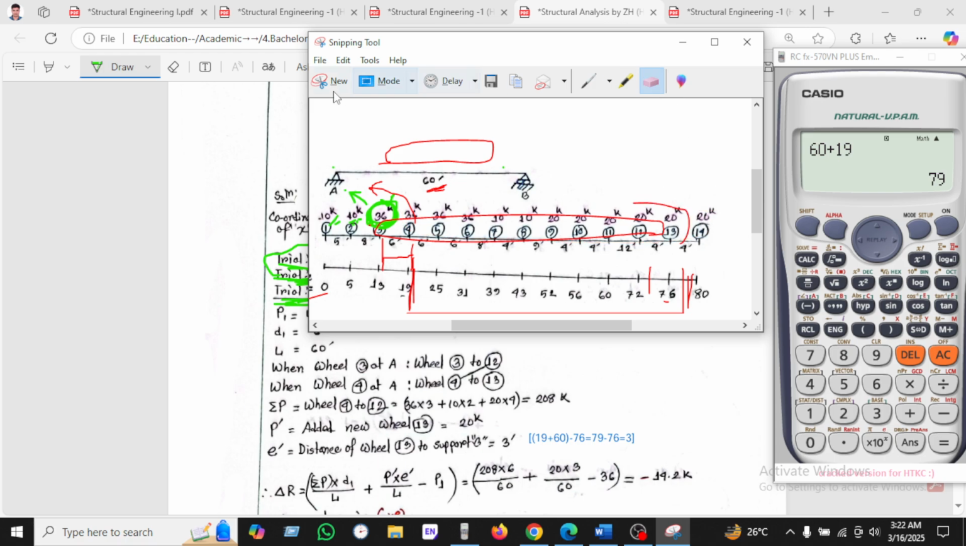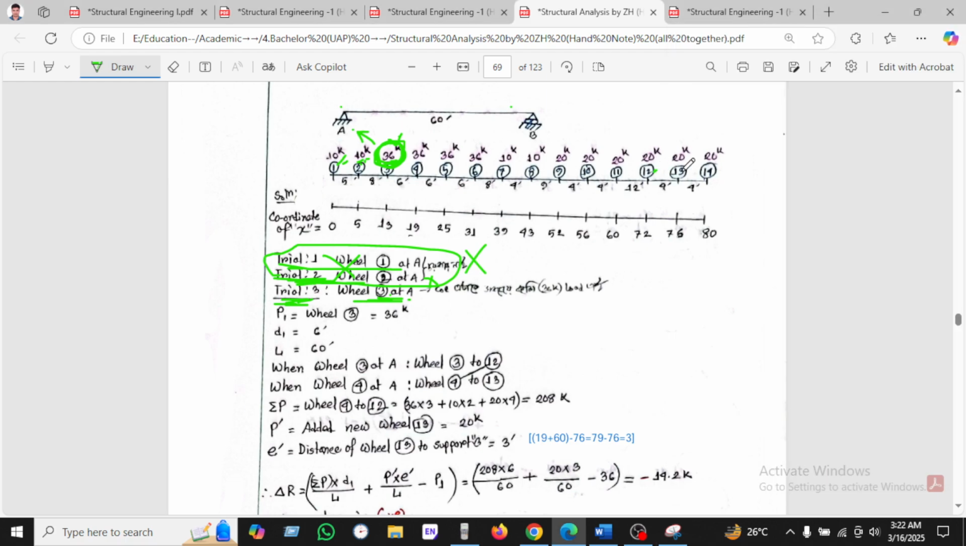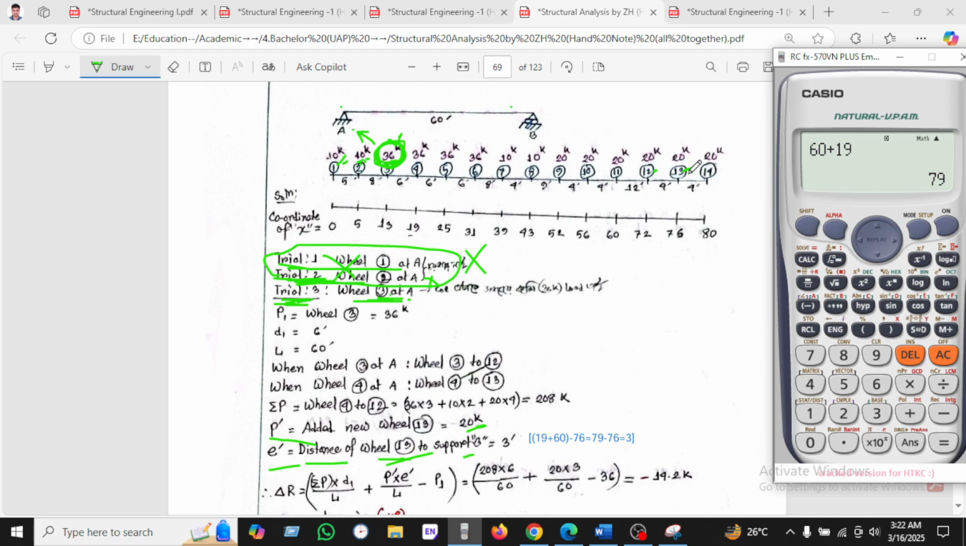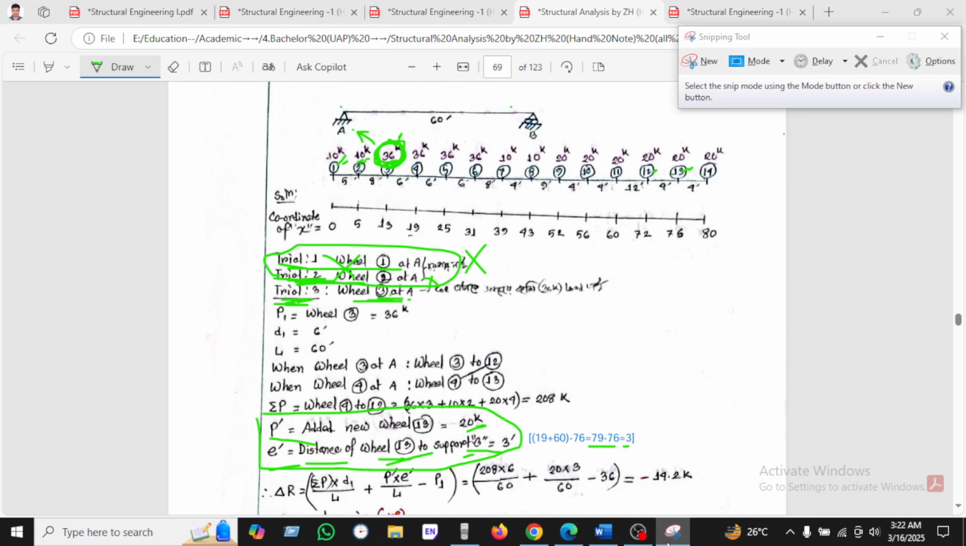Sorry for that. So I can add the new wheel, which is 20. So this is the new added load, 20. We can find here the distance E, which is wheel 13 to the support. Wheel 13 will be known as the total value is 79, and wheel 3's coordinate is 76. So 79 minus 76, which is 3. This is 3. It is very important, so you have to keep it in mind again and again.